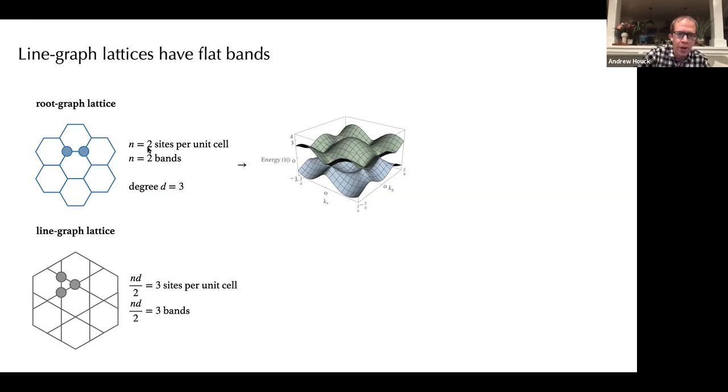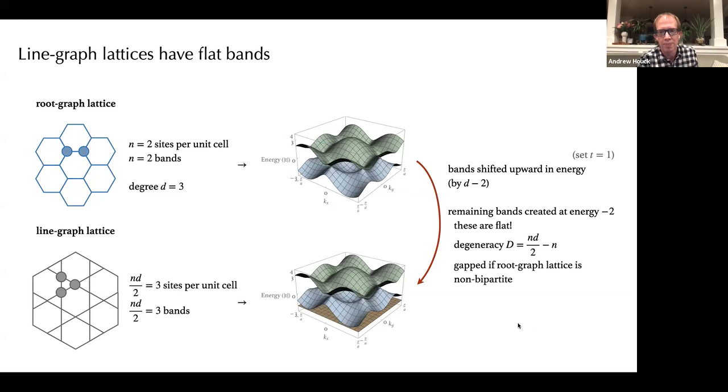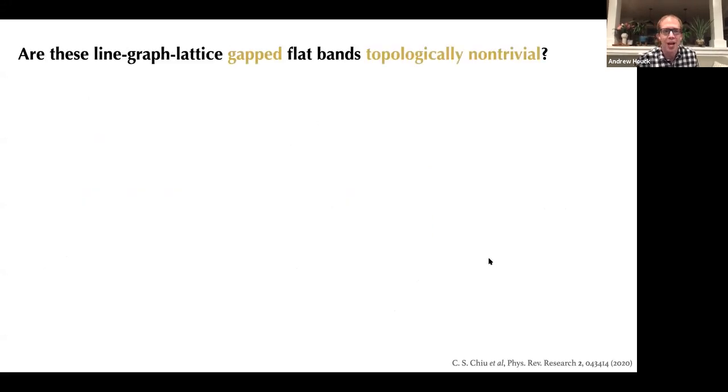And so you can go from the properties of the root graph to the properties of the line graph. Now, every band in the root graph gets translated up to the line graph. So all of these 2 bands get shifted upwards, and all the other bands have to be flat bands. And so the degeneracy of the flat band is nd/2 minus n. It's the number of bands in the line graph minus the number of bands in the root graph, which is in fact the number of edges in the root graph minus the number of vertices in the root graph, which you can actually relate to the number of faces in the graph. So all of these geometric things come to bear on this problem. And it's gapped if the root graph is non-bipartite.